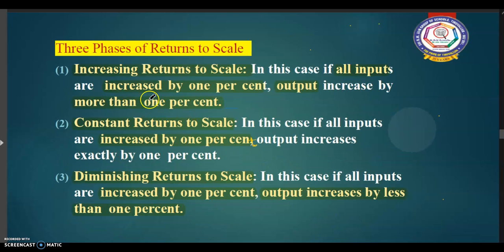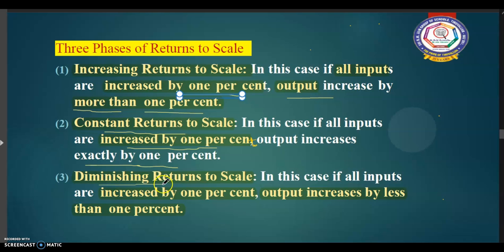Now, there are three phases of returns to scale. First, increasing returns to scale. In this case, if all inputs are increased by 1%, output increases by more than 1%. Next one, constant returns to scale. If all inputs are increased by 1%, output also increases exactly by 1%. Here it is more than 1%, but here it is exactly 1%.